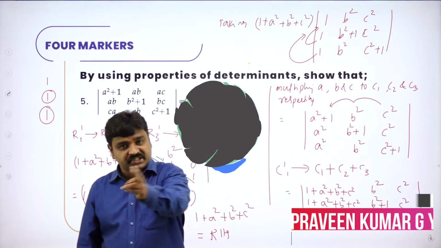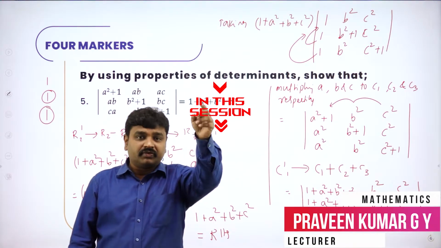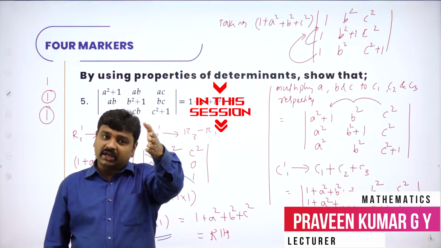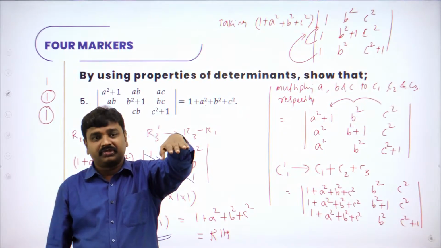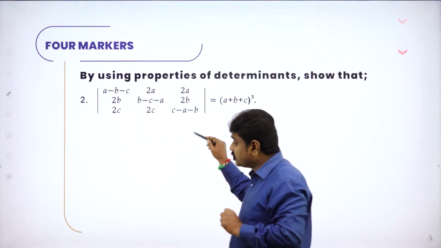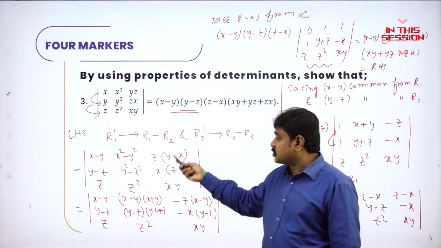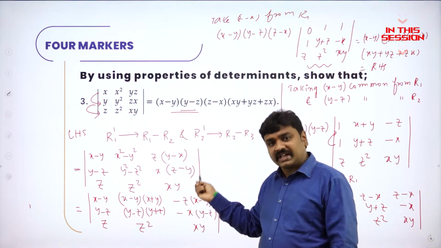First row, B common from second row, C common from third row. Then we multiplied A to first column, take common from rows, multiply to columns. Now if you get A plus B plus C by using transformations, you can make x square minus y square as what? X plus y into x minus y, and take x minus y out.